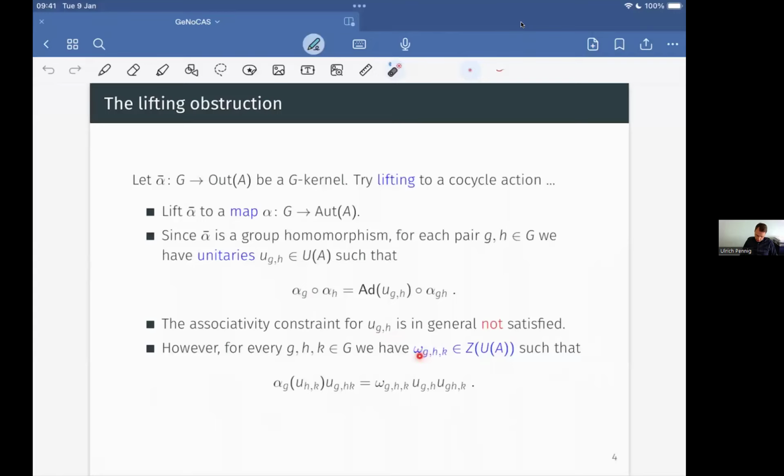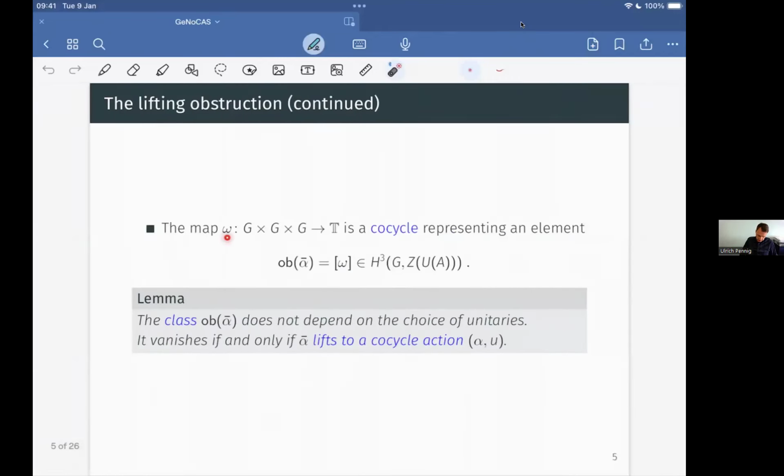But it does hold up to an element in the center of the unitary group, right? That's something that you can check, that this is true if you plug in an additional factor, omega GHK, depending on the three group elements, with values in the center of the unitary group. And since this came from associativity, it's not too surprising that omega GHK actually satisfies a cocycle condition. So for each G-kernel, you get this map omega from the product of three copies of G to the center of the unitary group. And it turns out this is a cocycle representing an element in the third group cohomology with coefficients in this group here. And then there's a little lemma that you can prove that this does not depend on your choice of unitaries that you've made earlier.